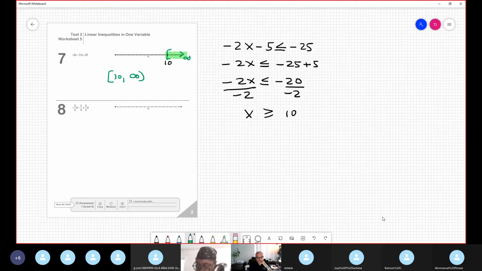Always, when you have infinity or negative infinity, you put the parenthesis, because remember, infinity is not a number that you can touch physically. Infinity is a symbol that indicates that this interval continues forever in that direction. So, you never touch it, never reach it. Okay?